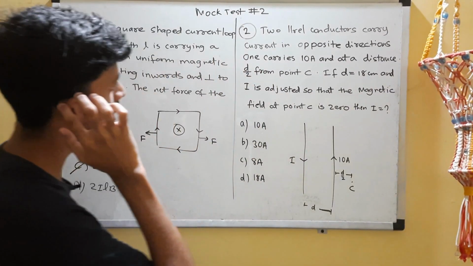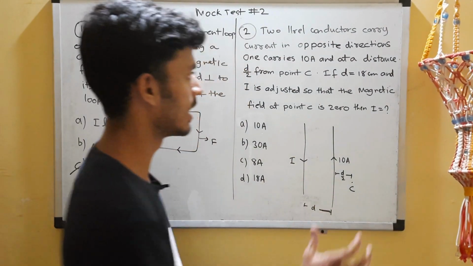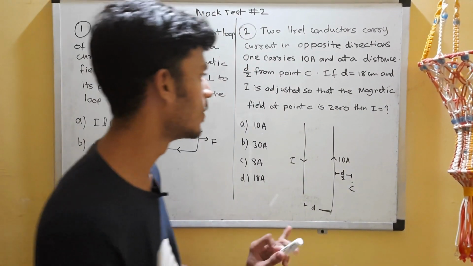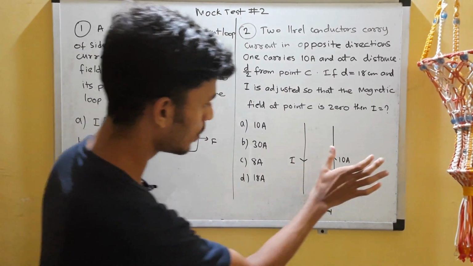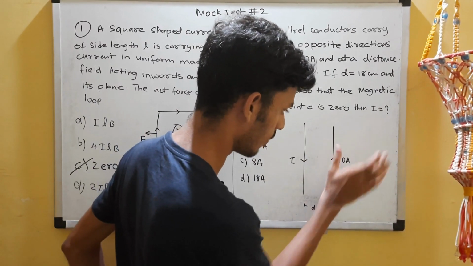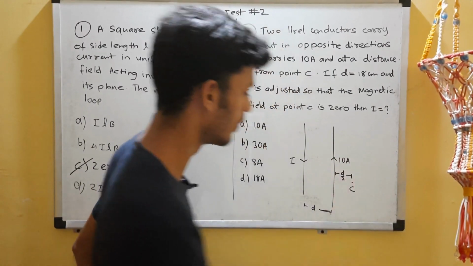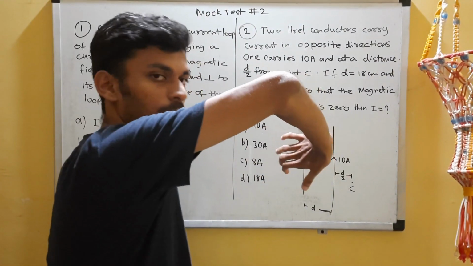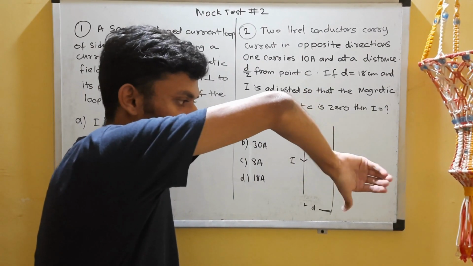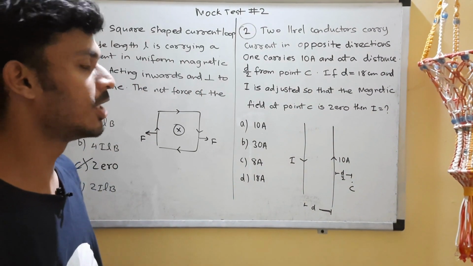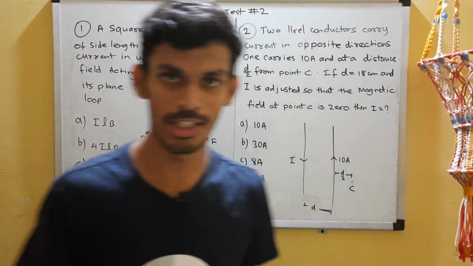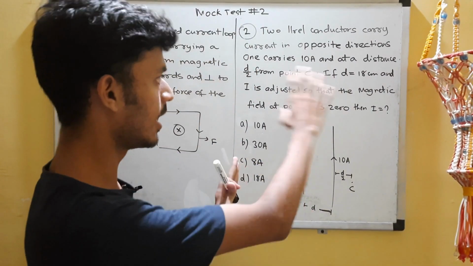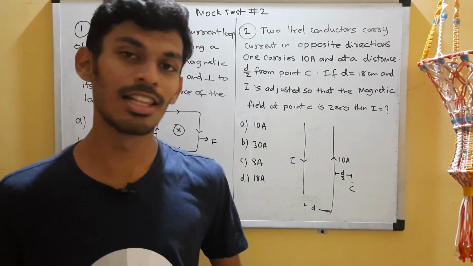The value of this I is adjusted so that the magnetic field at point C becomes 0. What is happening over here is that the magnetic field due to this wire at point C is inward. The magnetic field due to this wire is outward at point C, coming towards you. So these two fields cancel out each other, and that is why the magnetic field at point C becomes 0. I is adjusted in such a manner that these two fields cancel out each other.